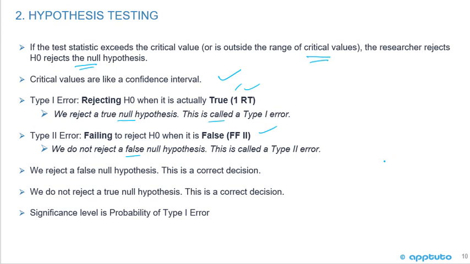When we reject a false null hypothesis, that's a correct decision. And when we do not reject a true null hypothesis, this is also a correct decision. So don't forget, they like to talk about the two errors, but don't forget the two different types of correct decisions, okay? And the significance level is a probability of a type 1 error.